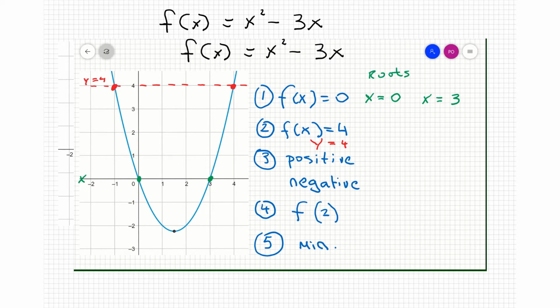Okay, so this first coordinate is (-1, 4). So that's x = -1. And the next one is (4, 4). That's x = 4. Okay, the next question asks you to identify where the graph is positive. So the graph is positive above the x-axis.